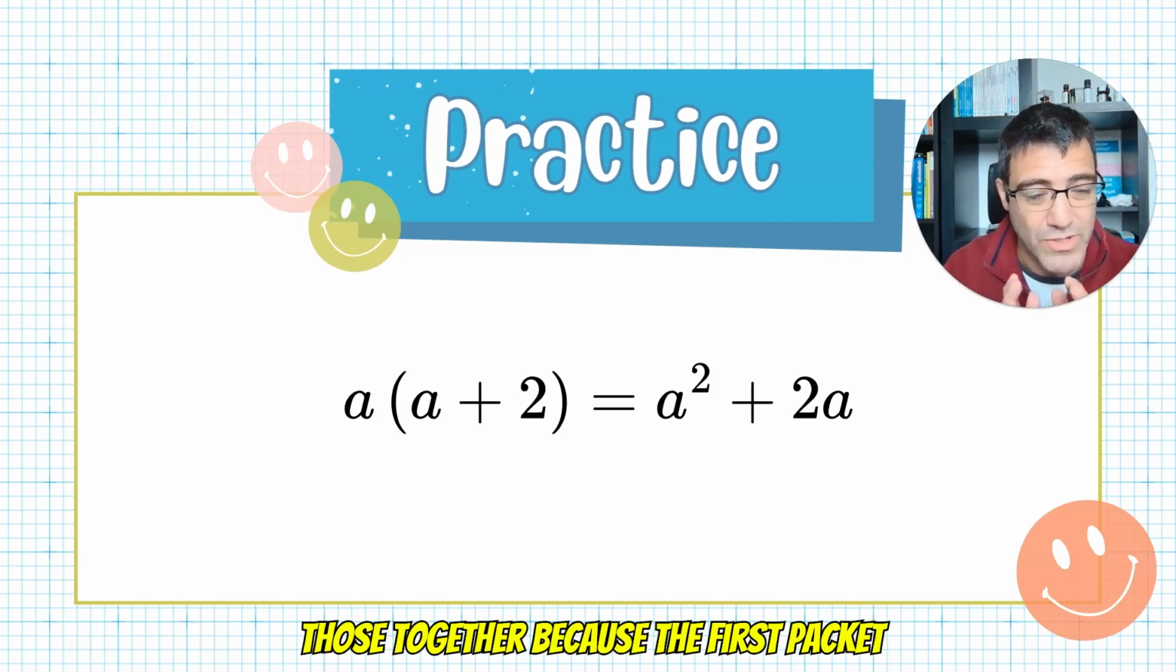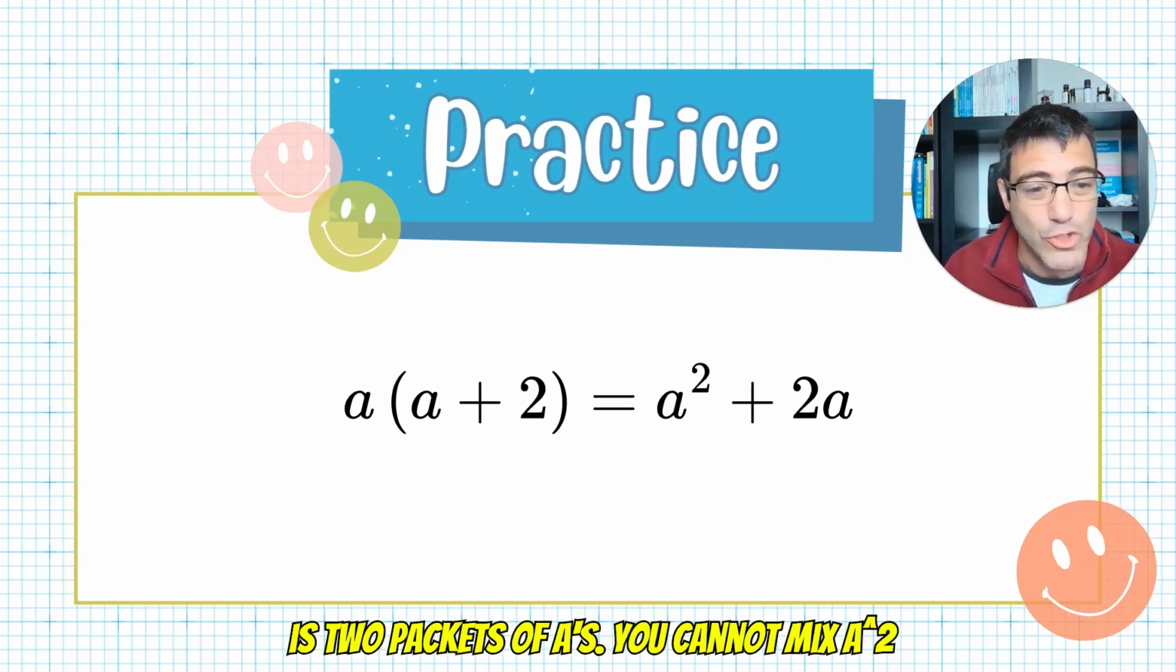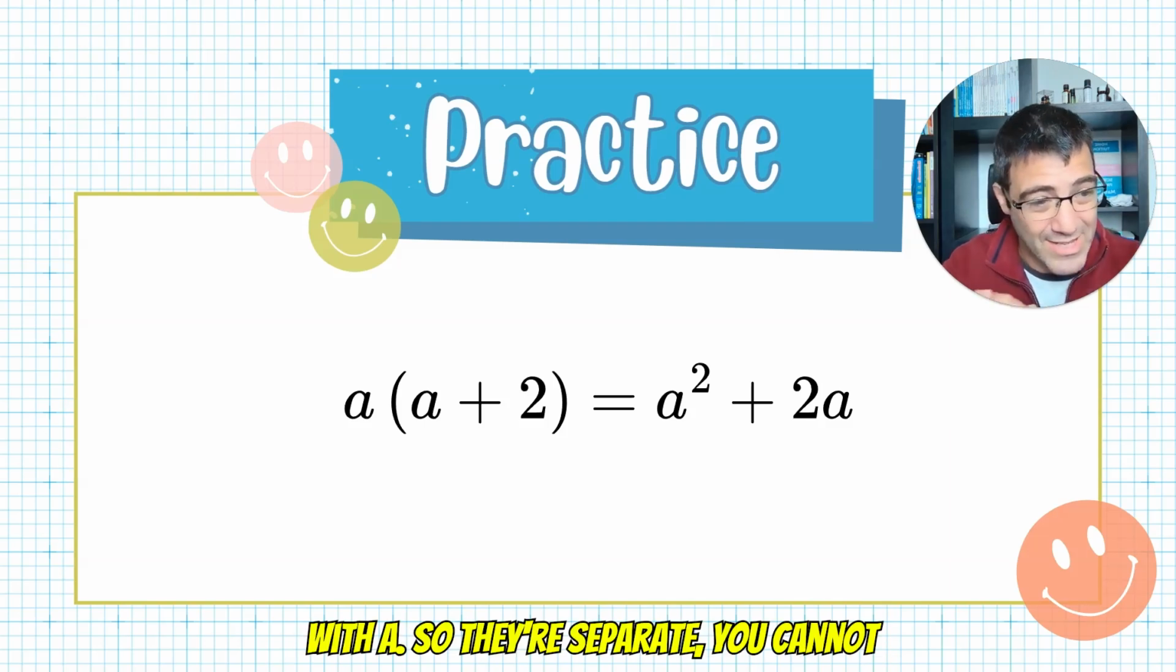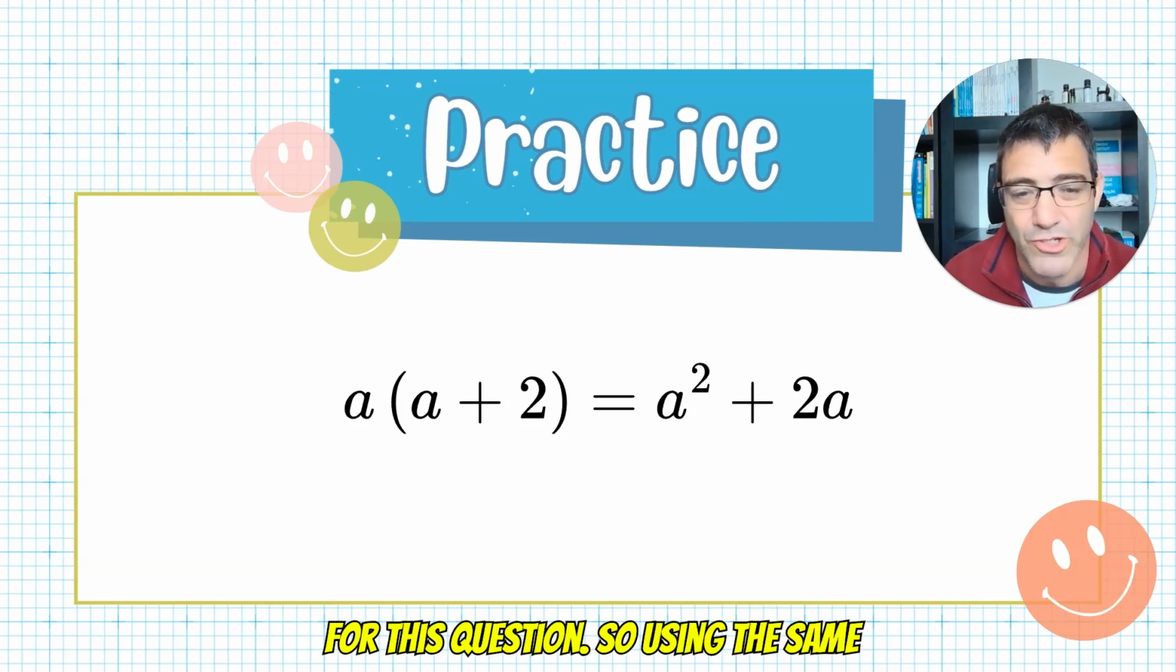And we cannot mix those together because the first packet is 1 packet of a squared and the next packet is 2 packets of a's. You cannot mix a squared with a. So they're separate. You cannot combine those. And this is a good answer for this question.